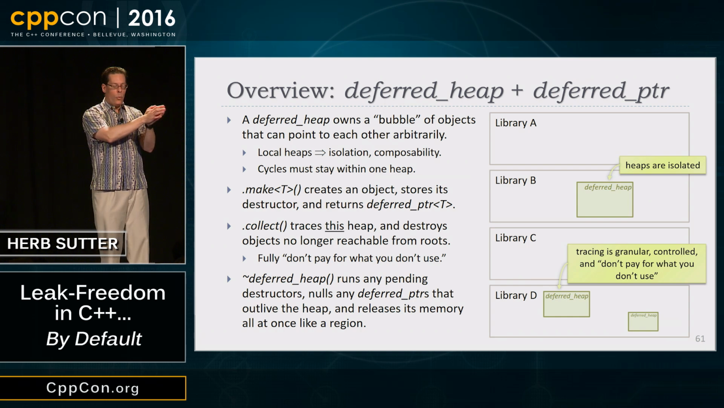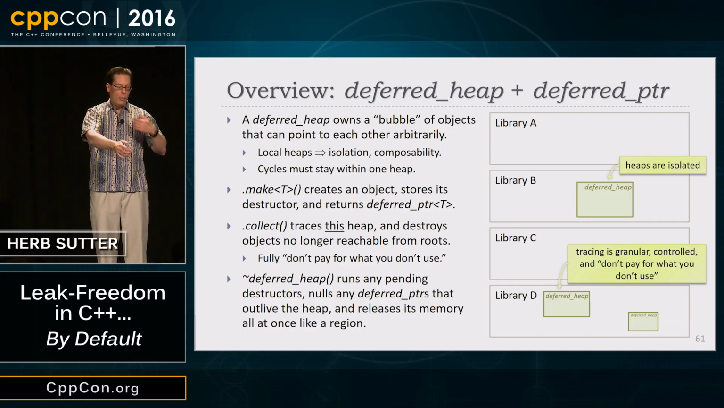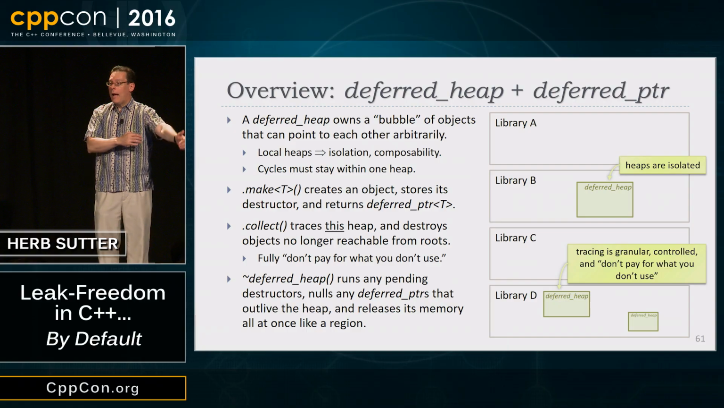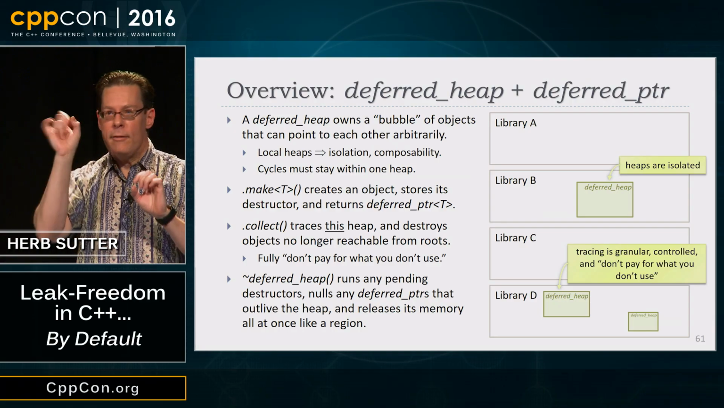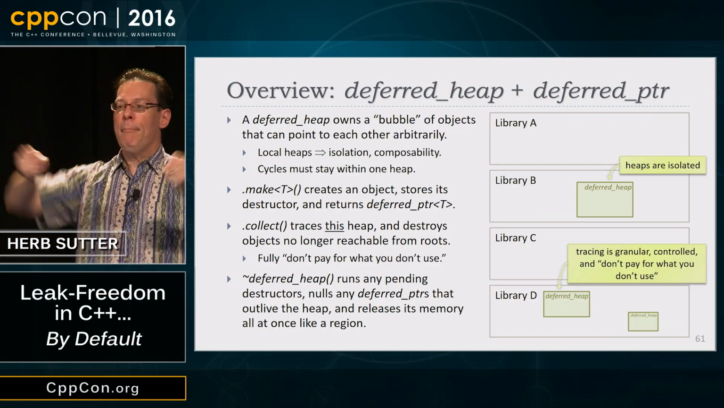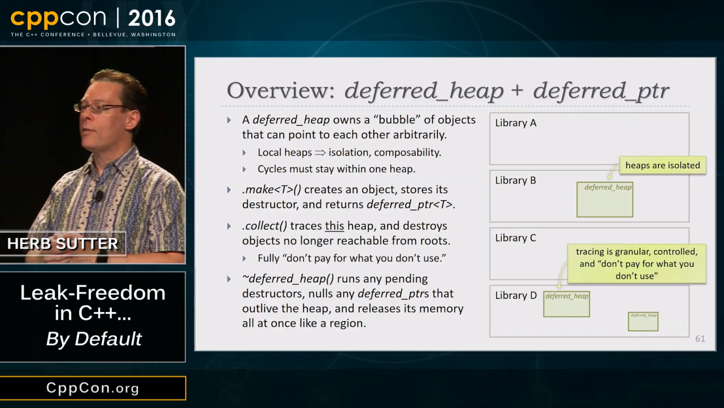And then, once you destroy a heap, it will run pending destructors, if there are any. It will null out any deferred pointers into the heap that outlive it, if any, and then release its memory all at once like a region. It doesn't deallocate individual things, it just says, okay, let go of it, returns it to the OS, I'm done.